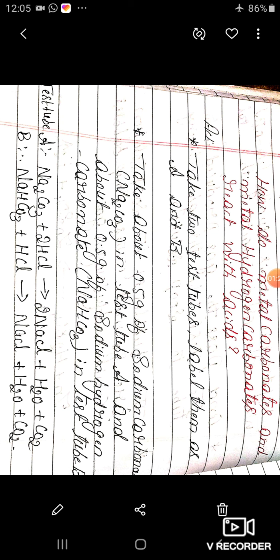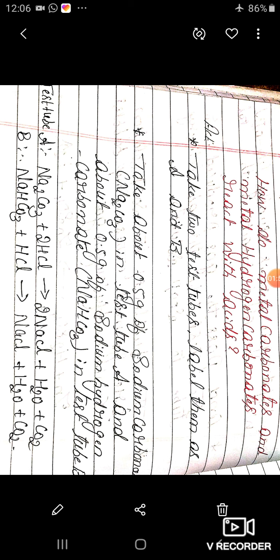So how do these metals react with carbonates and hydrogen carbonates? Let us see through an activity. Take two test tubes and label them as A and B. Take about 5 gram of sodium carbonate in test tube A.